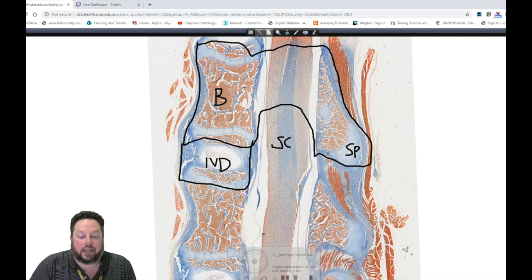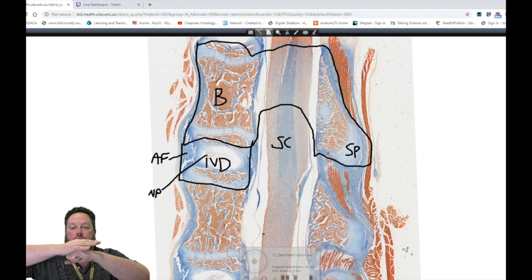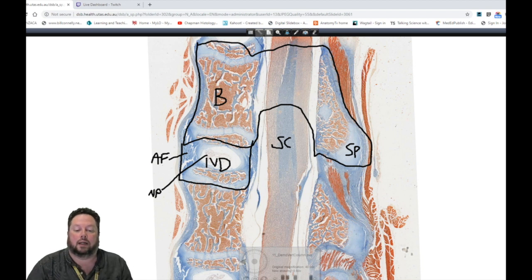The intervertebral disc is made up of two components. It's made up of this annulus fibrosus, which is the fibrocartilage part, and then this here is the nucleus pulposus. The nucleus pulposus is a gel-like substance that acts a little bit like a ball bearing. It gives a little bit of a rotational feel, but that rotation is also resisted by the dense fibers of the fibrocartilage.